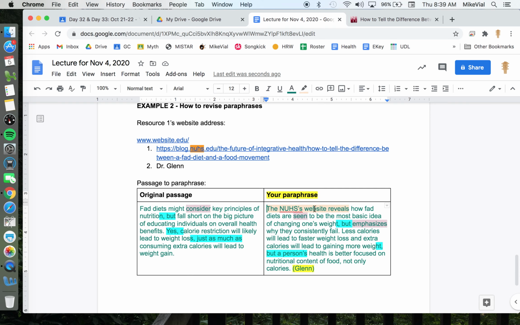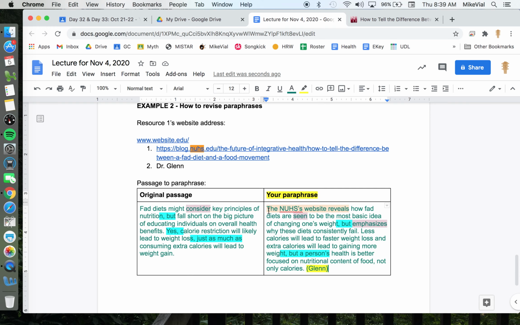The NUHS's website reveals how fad diets are seen to be the most basic idea of changing one's weight, but emphasizes why these fad diets consistently fail. Less calories will lead to faster weight loss, and extra calories will lead to gaining more weight. But a person's health is better focused on nutritional content of food, not only calories. And then here's the author's last name and the parentheses. There's no page number, so I don't have a page number there.